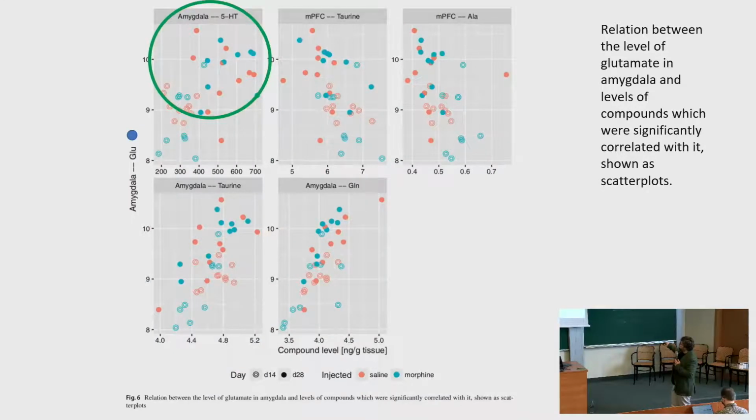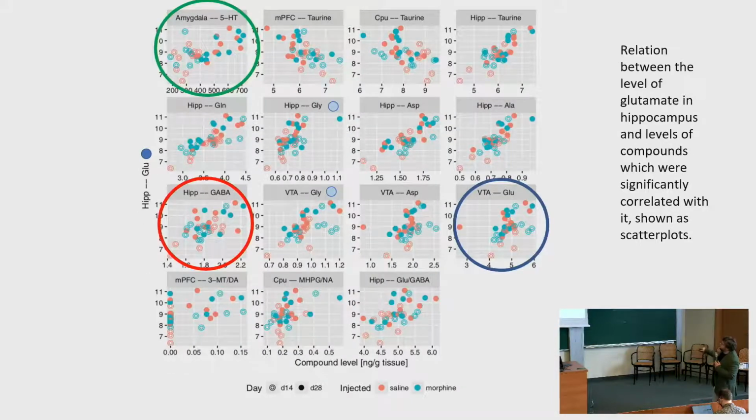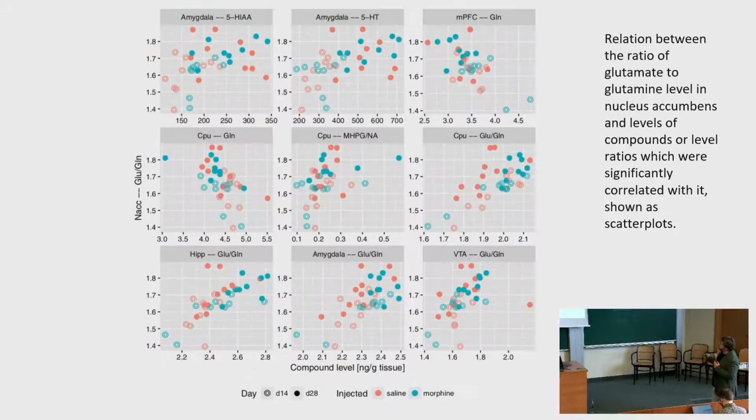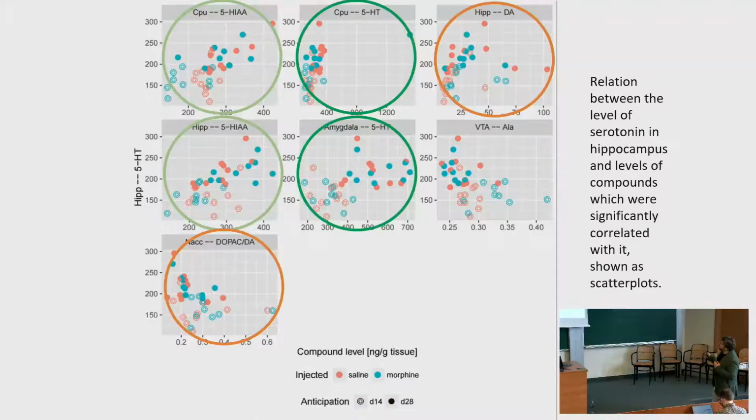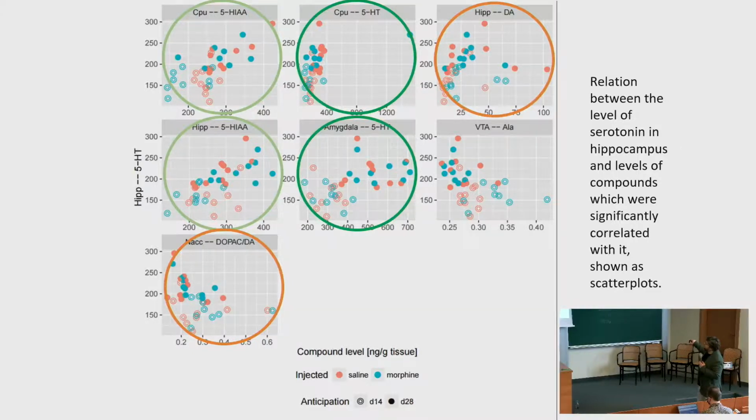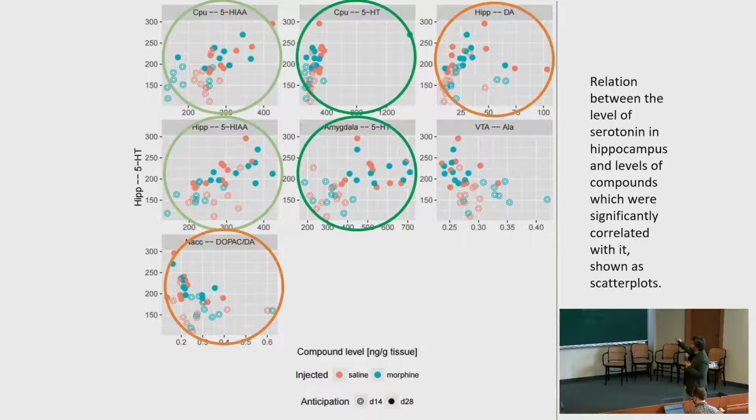And we extracted the correlation of the levels of the glutamate in amygdala, and it positively correlates with the serotonin in amygdala, and also the levels of the glutamate in the hippocampus positively correlate with the GABA in the hippocampus and glutamate in the VTA, and also with the serotonin in the amygdala. And serotonin in the hippocampus positively correlates with dopamine in the hippocampus, and also with the serotonin in the amygdala.